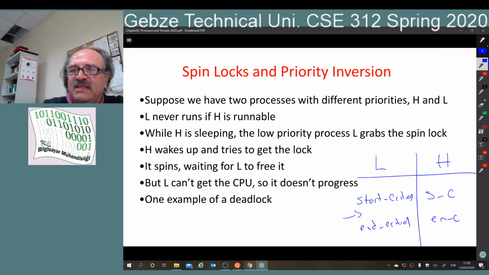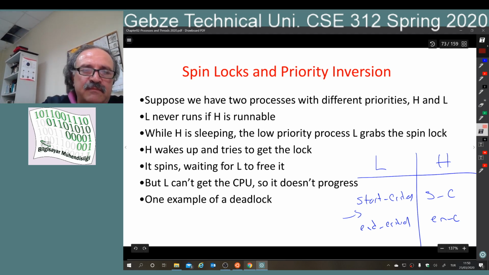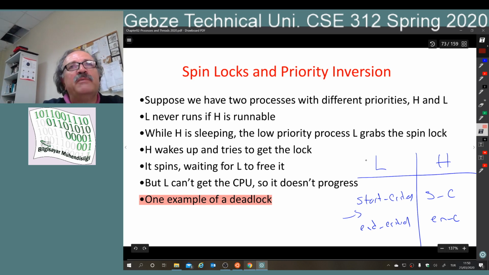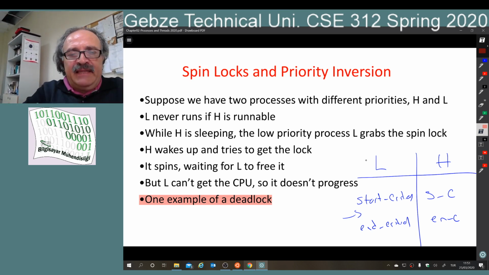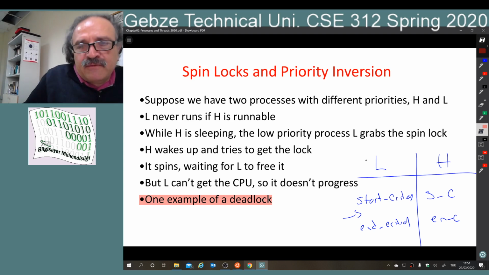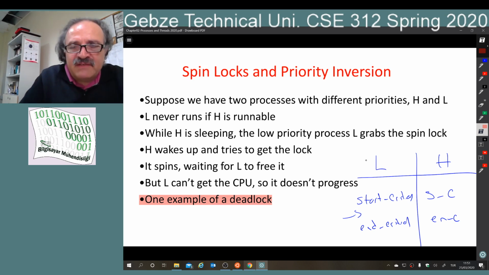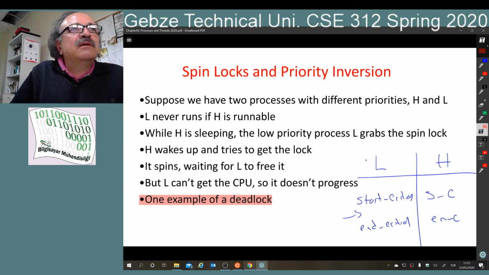This is just one example of a deadlock. If we have time at the end of the semester, we will look at deadlocks. Priority inversion is an interesting problem, and it can happen with spin locks, because H never sleeps. It says, I will run, I will run.